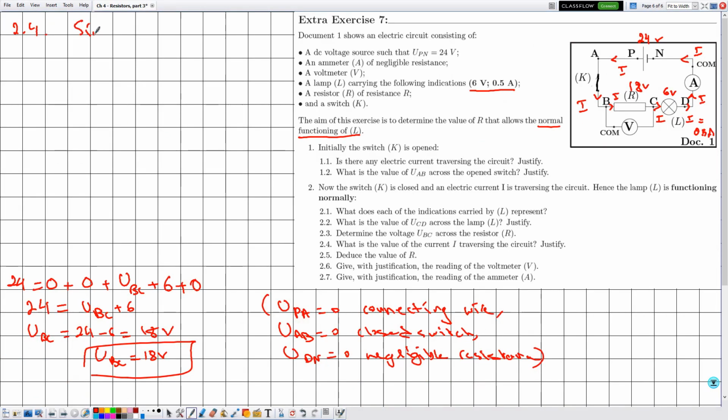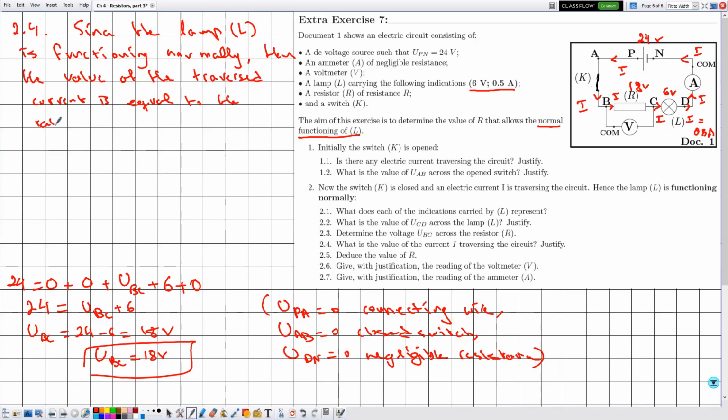So let's say, since the lamp L is functioning normally, then the value of the traversing current is equal to the rated current. So in this case, the value of I is given by 0.5 amperes.